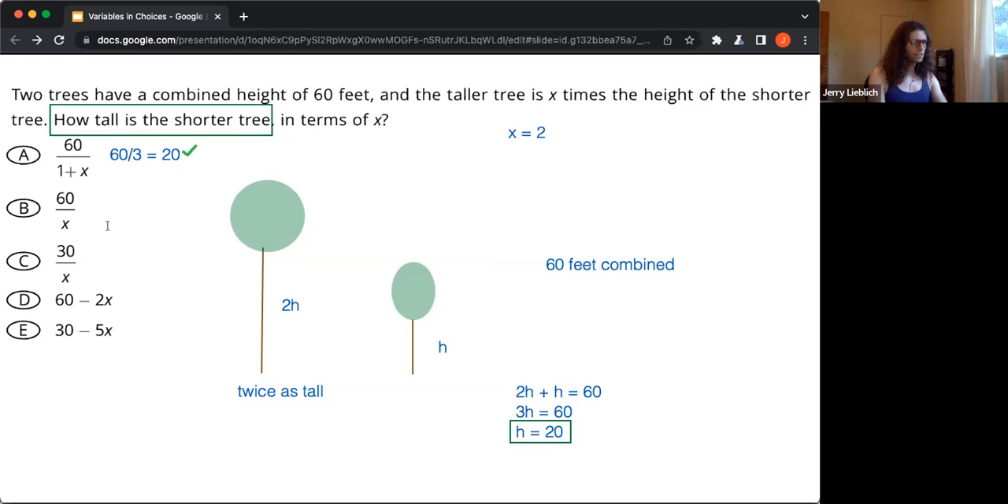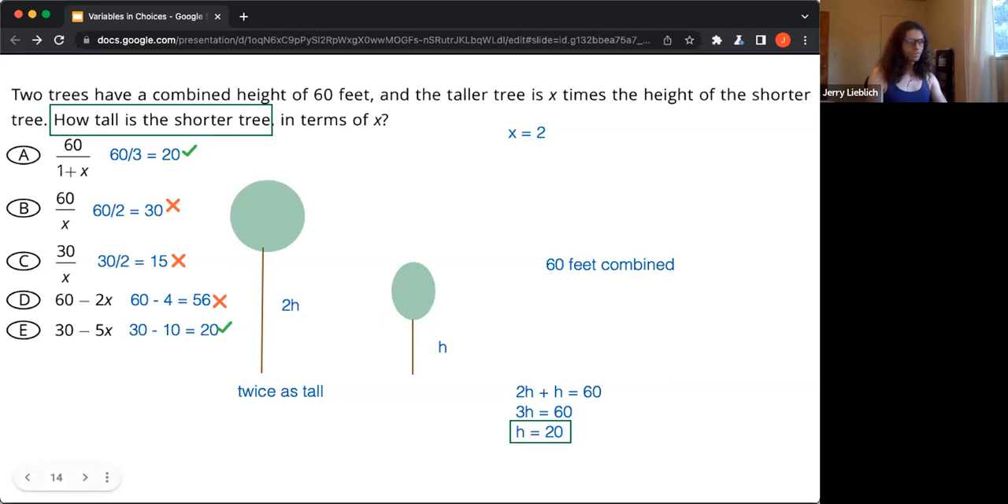But let's look at the rest of these. 60 divided by 2 is 30. Nope. 30 divided by 2 is 15. Nope. 60 minus 4, which is 56. No. And 30 minus 10, also 20. Oh man, bad luck.